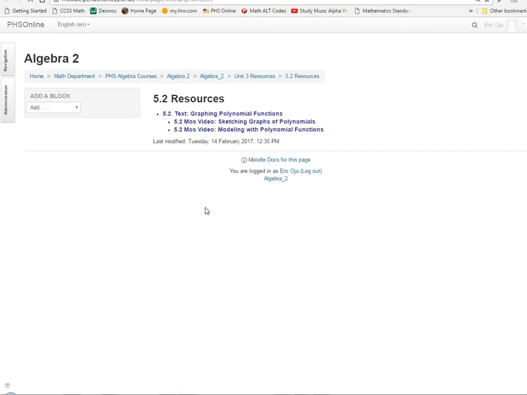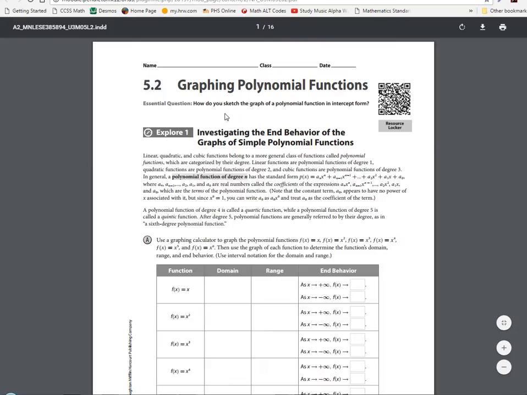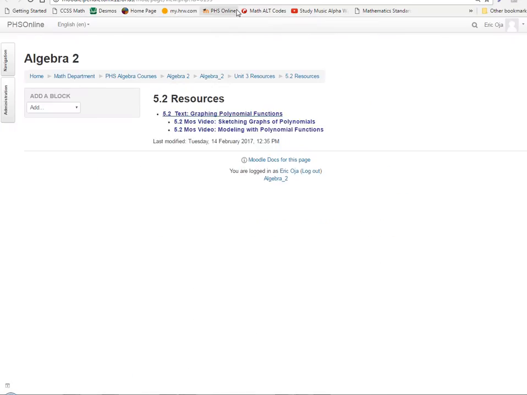So now on this page, if I click text, it's going to take me right to the textbook. It opens it up in a new page, right? Is everybody getting this? If I click this, this is the MOS, Math on the Spot or something like that, the ones from the textbook. If I click on those, it opens up the little videos from the textbook.